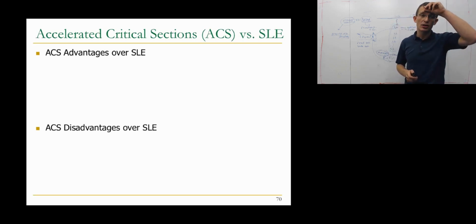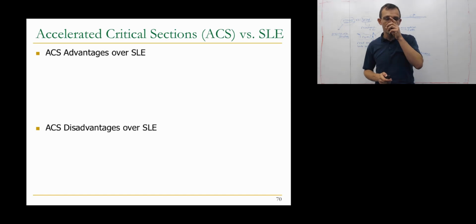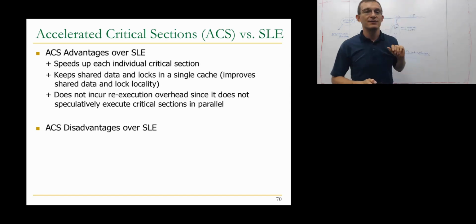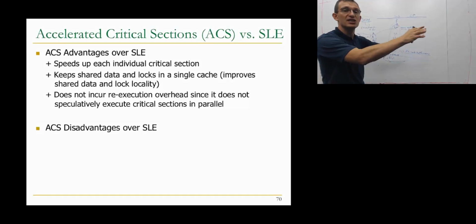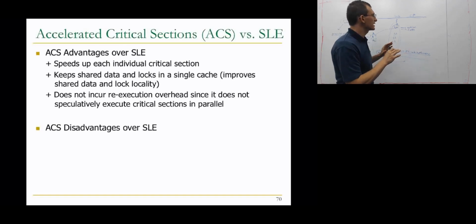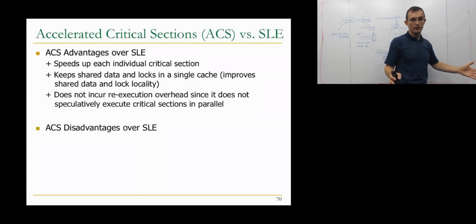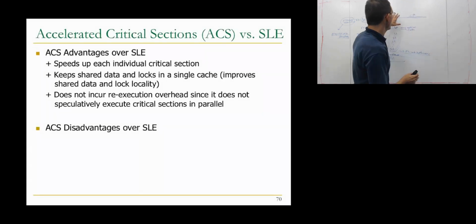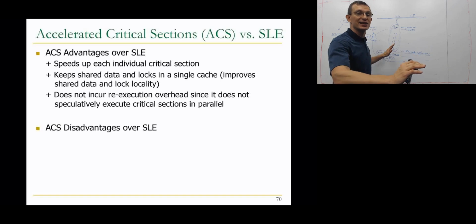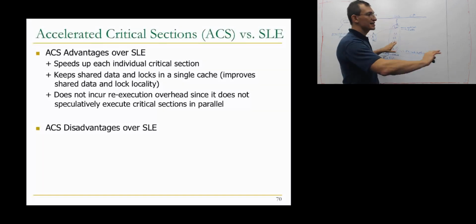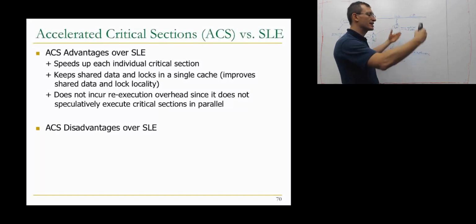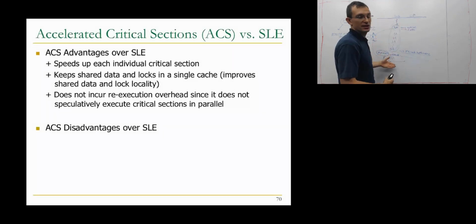In this slide, we talk about some conceptual differences. Accelerated critical sections has several advantages because it can speed up each individual critical section. Right? If you think about it, you actually speed it up by sending it to a large core. At least that's the goal of accelerated critical sections. Whereas speculative lock elision is more for latency hiding. Basically, instead of serializing the critical sections, why don't we parallelize them such that we can hide the latency of these two critical sections?